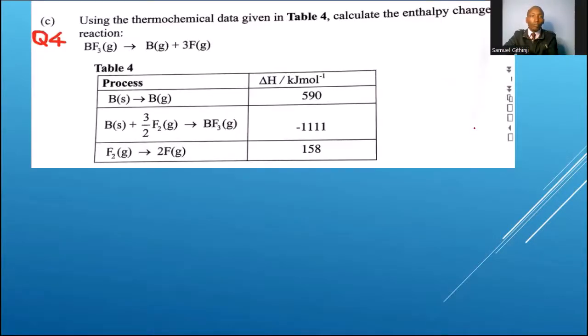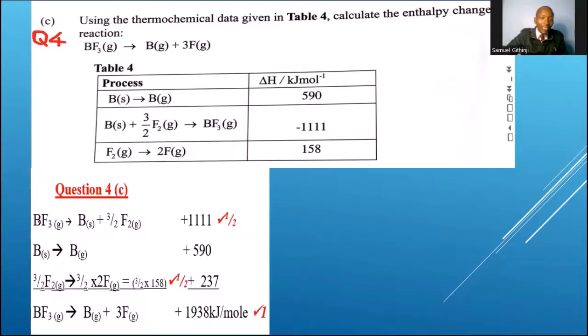We move on. Okay, using the thermochemical data given in table 4, calculate the heat of reaction given there. Hess's law. Hess's law looks a bit complicated, but it's not. Look at this equation as it is. Try to extract it from these equations that you're given, the thermo equations that you're given. But let me just take you through this. I know I do not have many people on my side here, but let me just take you through.